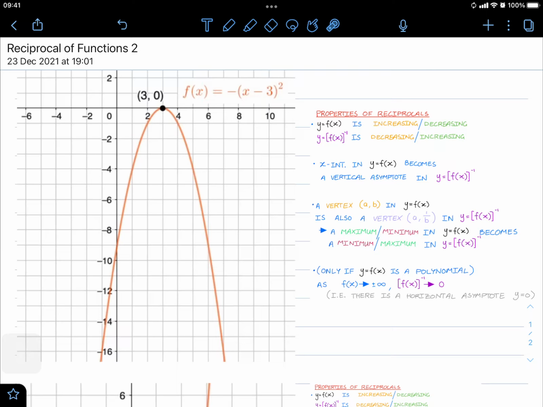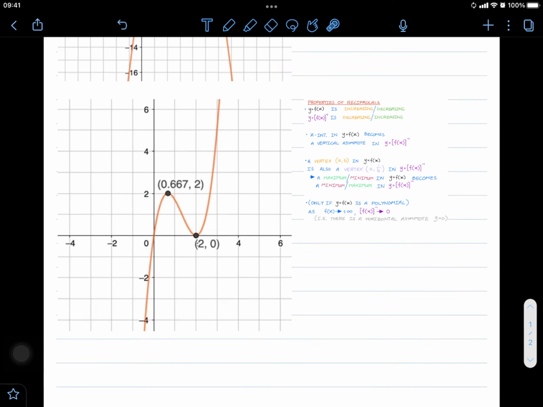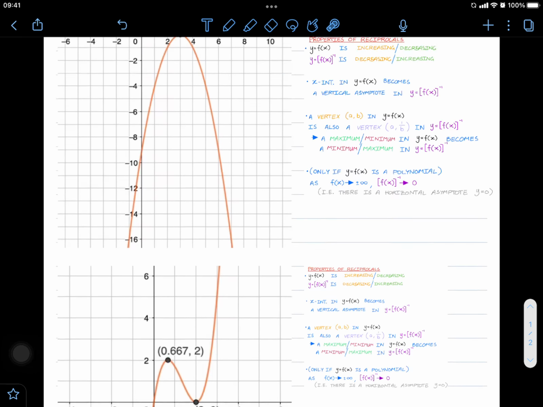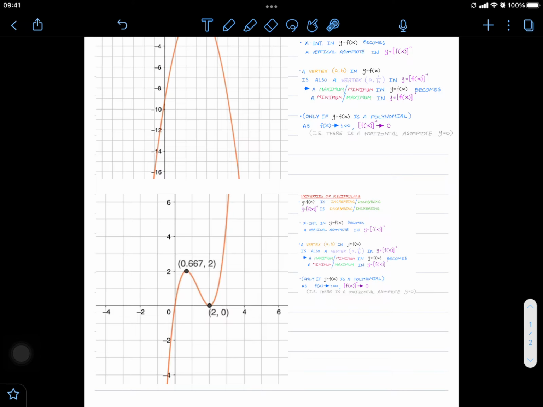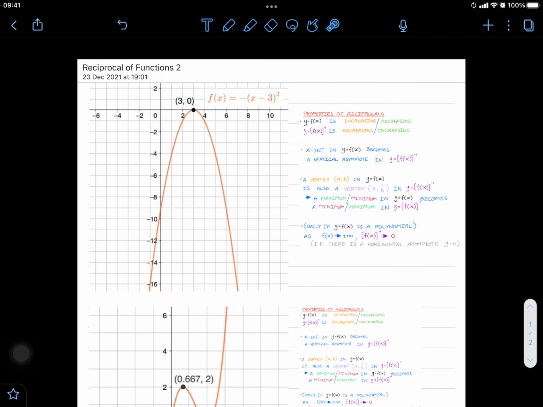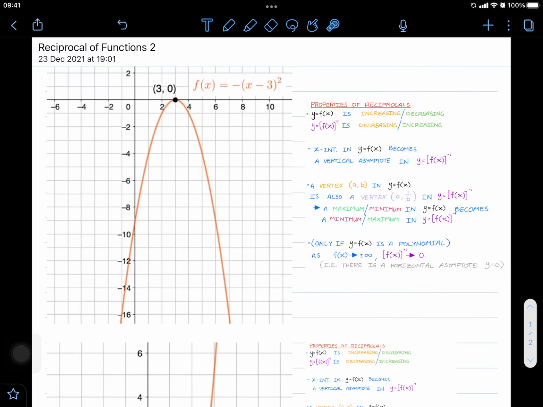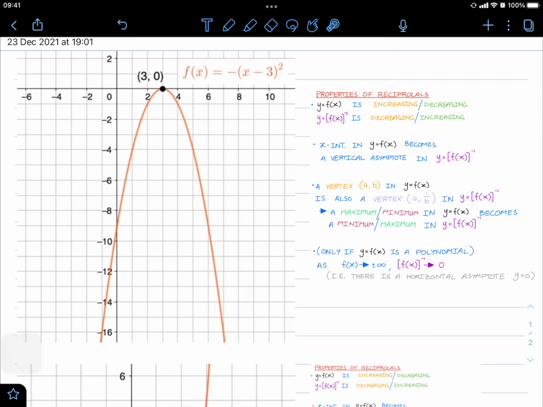In this video, we'll be going straight into two examples where we apply all of these properties of reciprocals to this function here and this function here. So you can go ahead, pause, and give this a go yourself. I know it's really difficult to sketch these, but you can pause and just visualize what it would look like as the end result.